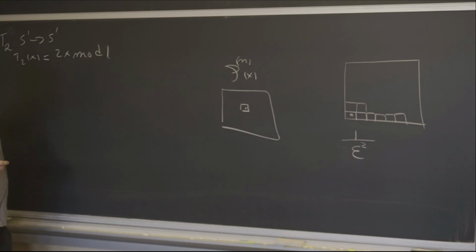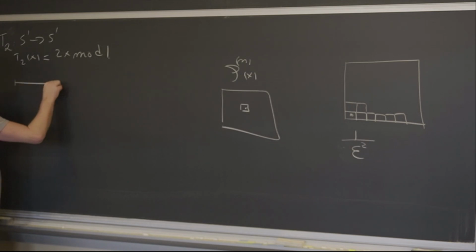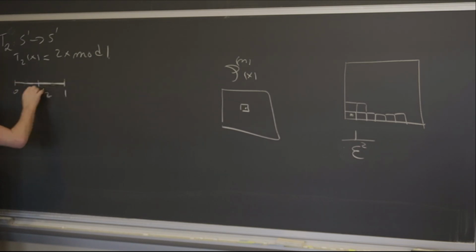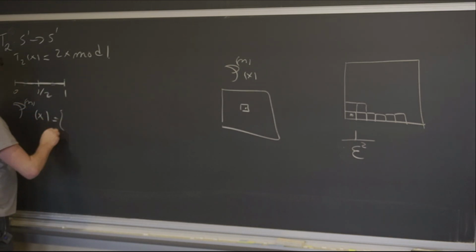Is 2x mod 1. And we take this dyadic partition. So this guy and this guy. And we have that the n of x is this partition.